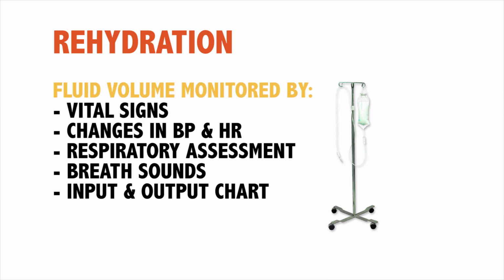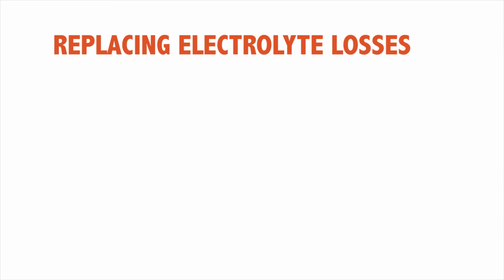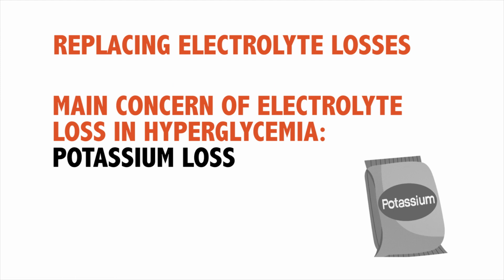Fluid volume status is monitored by measuring vital signs, possible changes in blood pressure and heart rate, assessing respiratory function and breath sounds, and monitoring intake and output. Initial urine output will lag behind the IV fluid replacement until dehydration corrects, replacing electrolyte losses. When replacing electrolyte losses, the major electrolyte of concern during treatment of hyperglycemia is potassium.